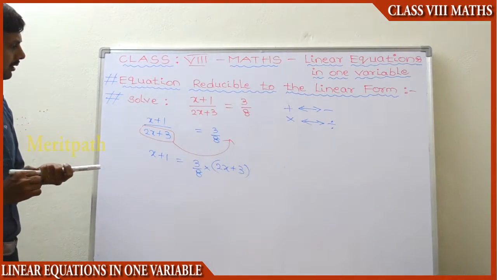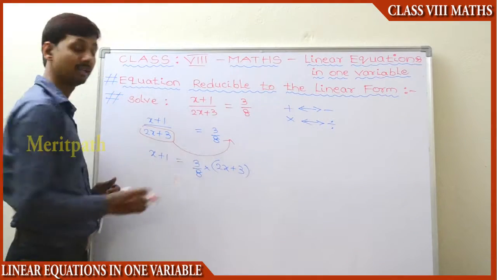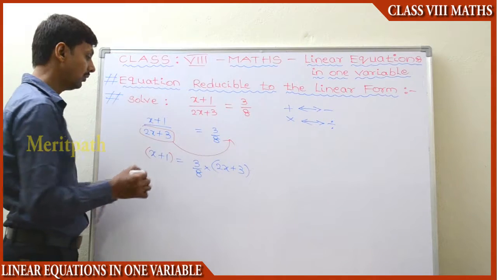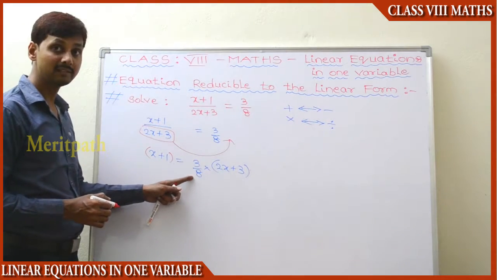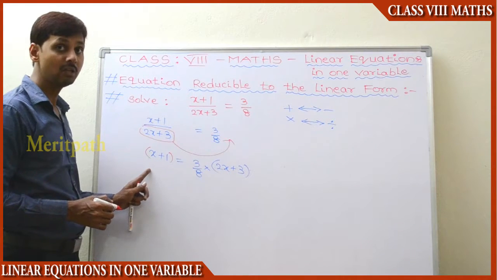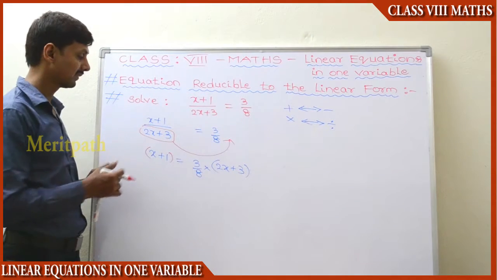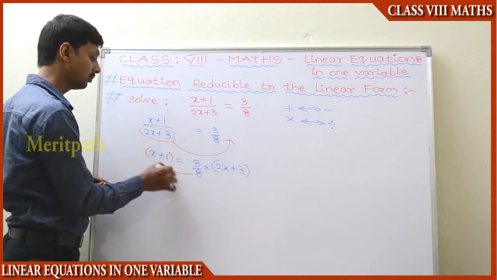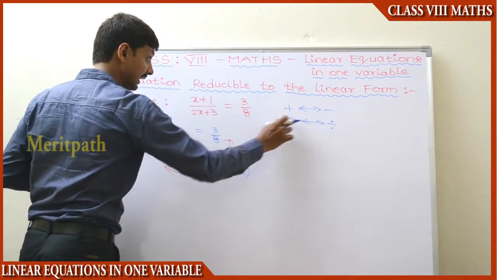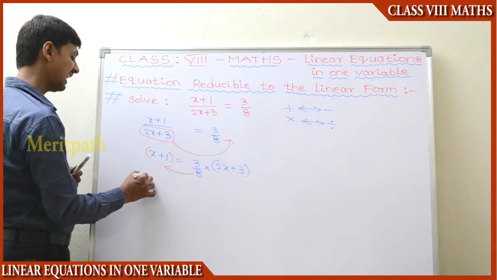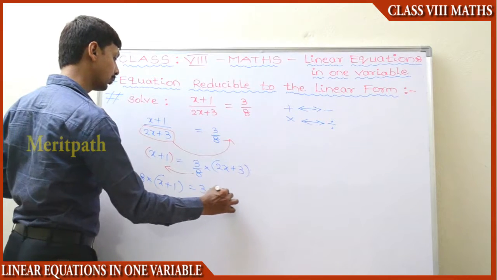So we can observe that (x + 1)/(2x + 3) = 3/8. So there is a fraction. To take out this fraction, let's take this 8 to the left hand side, so that we can multiply (x + 1) and it becomes a whole number. So let's transpose this 8 to this side. So it's a division, so division changes to multiplication. So 8 into (x + 1) is equal to 3 into (2x + 3).